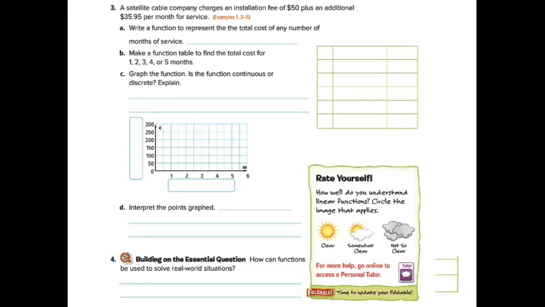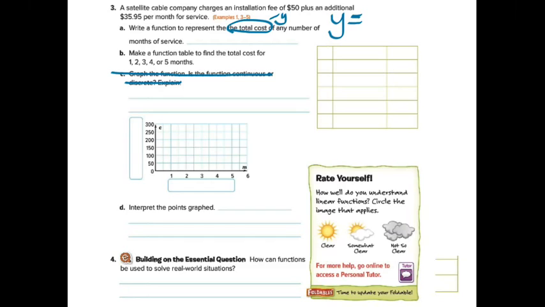Now for number 3, we are going to eliminate C, but we can do everything else. A satellite cable company charges an installation fee of $50 plus an additional $35.95 per month. Write a function to represent the cost of any number of months of service. So total cost means that's our final number, so that's going to be our Y. Y is total cost. Cost always equals some sort of formula.